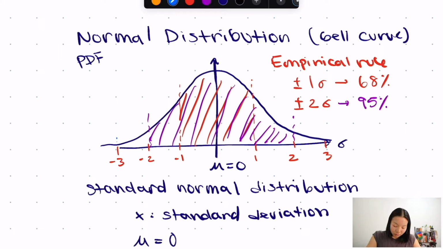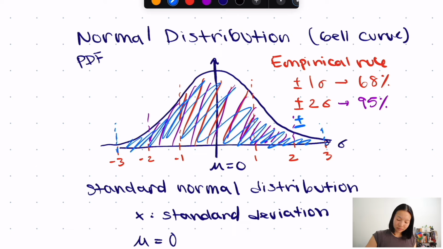Finally, between -3 and +3 standard deviations away from the middle, so that is literally almost the whole curve, that's actually 99.7% of the data. So 99.7% of data typically lies between the -3 standard deviation mark and the +3 standard deviation mark.